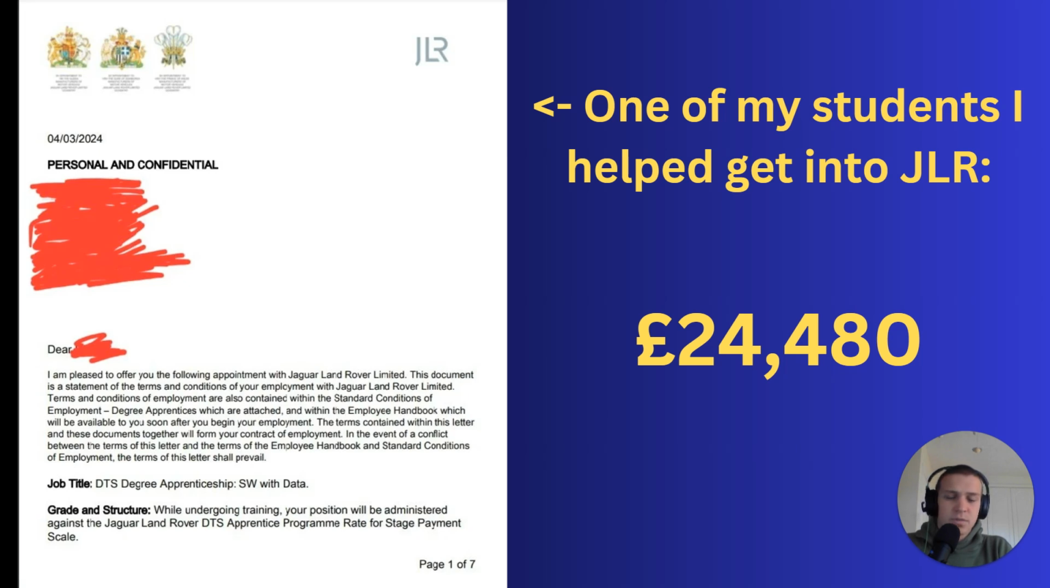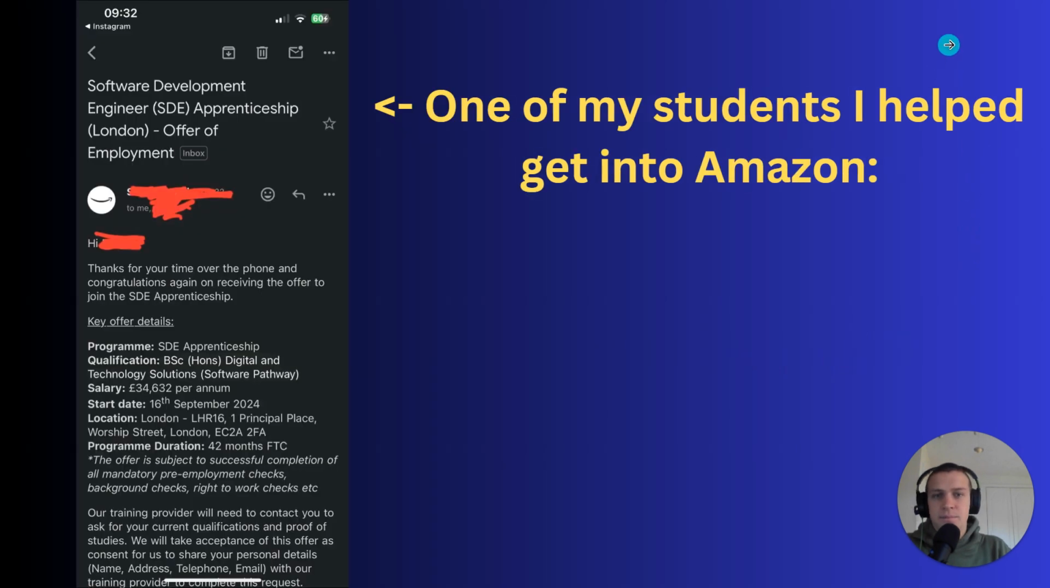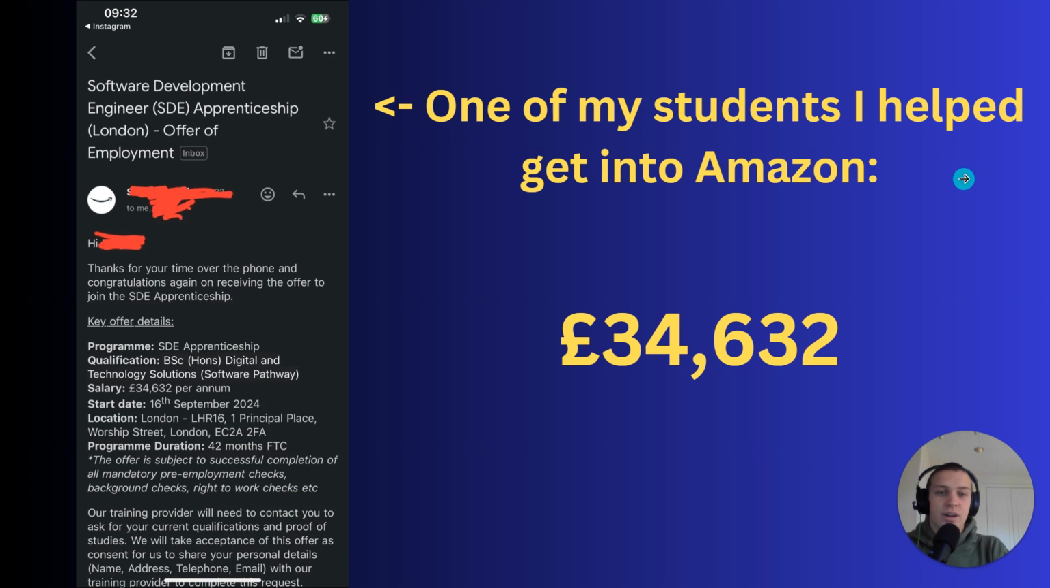At JLR, you're going to be getting a pay rise every single year for the 4 years of your program, probably about £2,000 a year, £2,500 a year, something roughly around there. So that's just your starting salary in year 1. Another program that I help people get into is Amazon. This is one of my students I helped get into Amazon. The salary there is £34,632. So especially when you're pushing for the top technology companies and the top finance companies like KPMG, Goldman Sachs, and that sort of thing, you can end up pushing £30,000 plus.